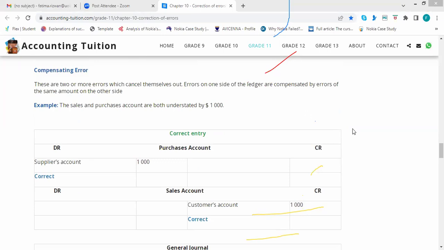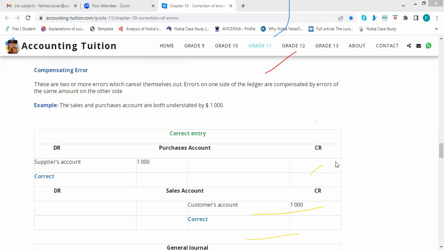Okay, so these are two or more errors which cancel themselves out. Errors on one side of the ledger are compensated by errors of the same amount on the other side. The sales and purchases accounts are both understated by 1000. For example, you can see your trial balance being debited, because from the purchases account you have not written 1000, and from the sales account you have also not written 1000, right?